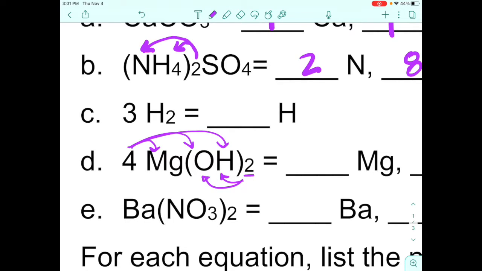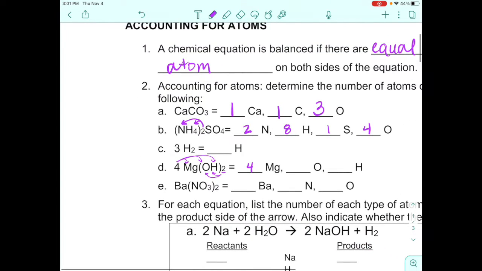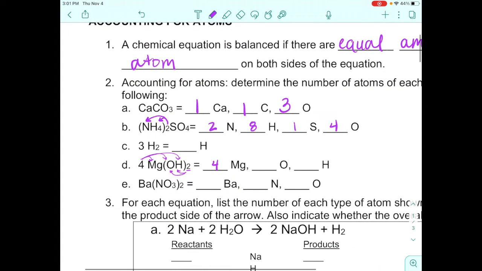So for D, there are 4 magnesium. There are how many oxygen? So the oxygen has a subscript 2 because it's in the parentheses, but it also has the 4 for the coefficient. So 4 times 2, you're going to multiply, is 8. There are 8 oxygens. And same thing for hydrogen. There's the 2 on the outside of the parentheses and the 4 coefficient, so there are 8 hydrogens as well. Okay. Do C and E on your own and check the key in class.